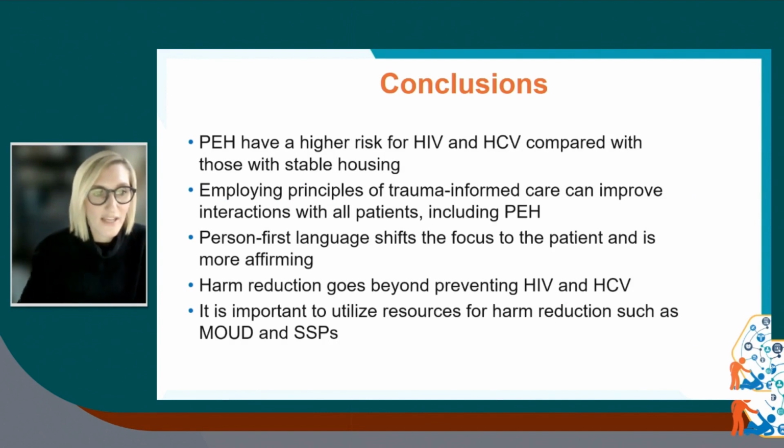So in conclusion, I just want to remind everyone that people experiencing homelessness have a higher risk for HIV and Hep C compared with those with stable housing. Employing principles of trauma-informed care can improve interactions with all patients, including those experiencing homelessness. And person-first language can really shift the focus to the patient and is more affirming. Harm reduction can go beyond preventing HIV and hepatitis C, and it's really critical to utilize those resources for harm reduction in your community. So please do get familiar with those.